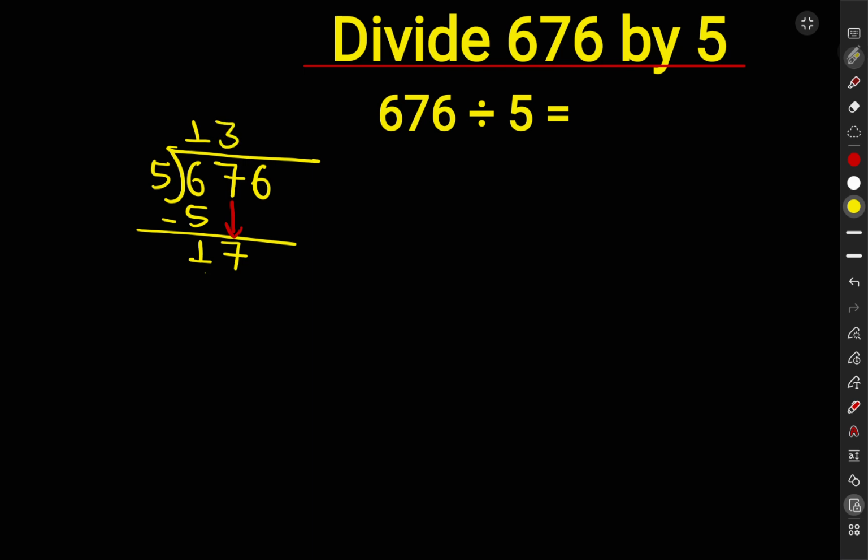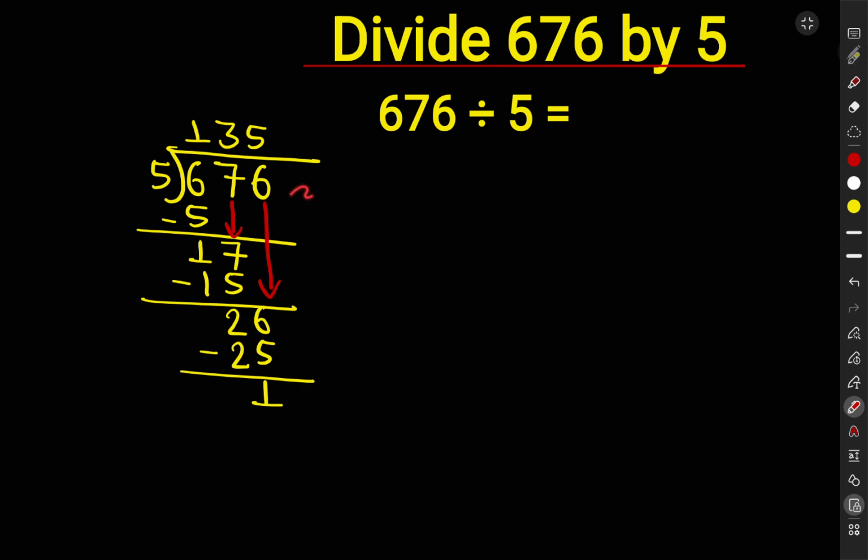5 times 3 is 15. On subtracting, we get 2. So again we put down this 6 and it is 26. 5 times 5 is 25. On subtracting, we get 1.